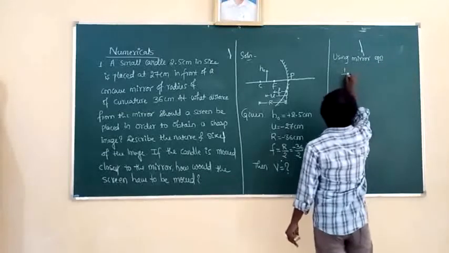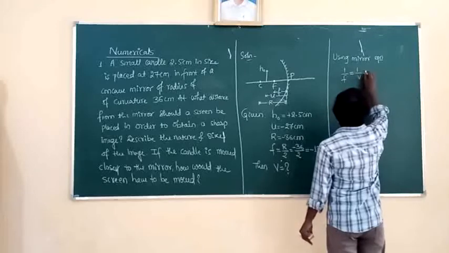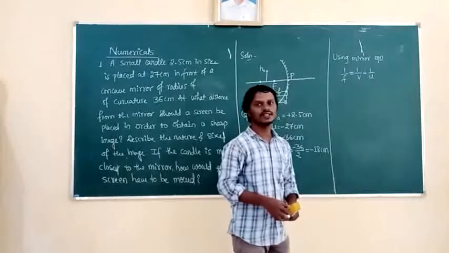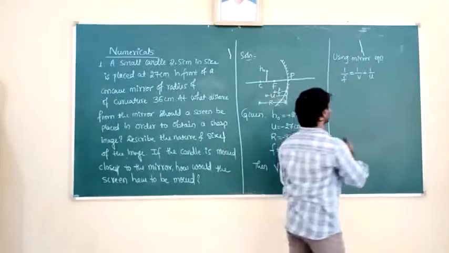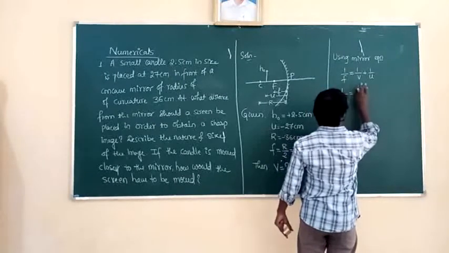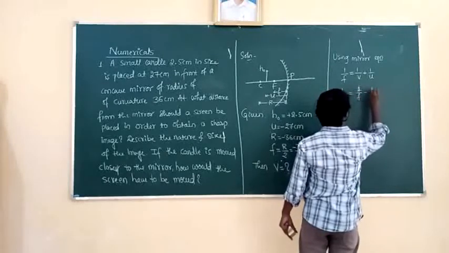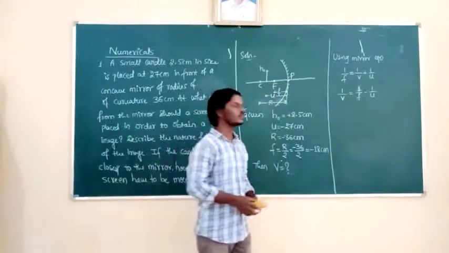Using the mirror equation, 1 by f is equal to 1 by v plus 1 by u. So what do we require now? We require v, which means the image distance. I will modify this formula. 1 by v is equal to 1 by f minus 1 by u.